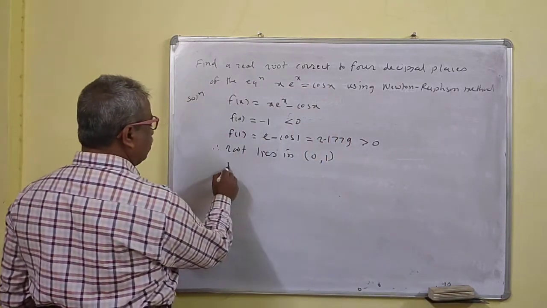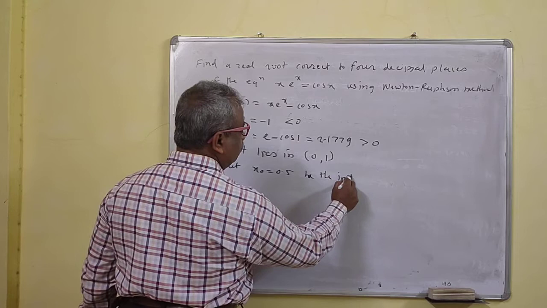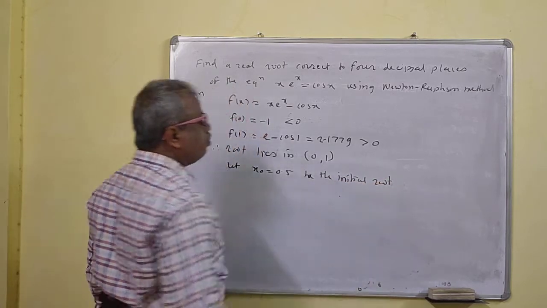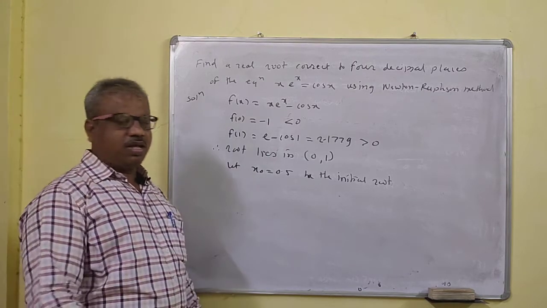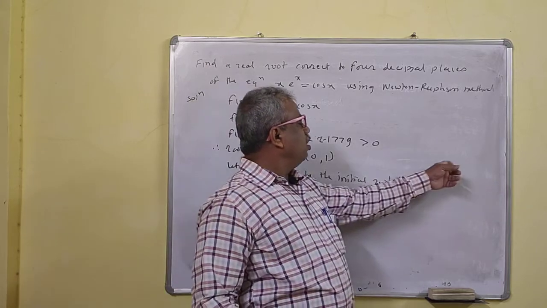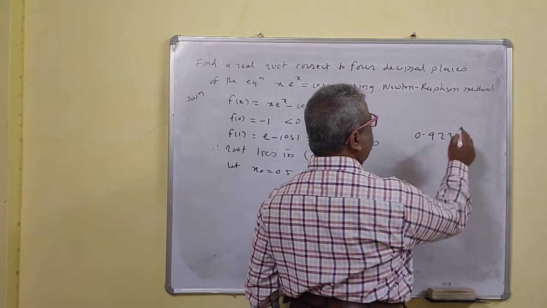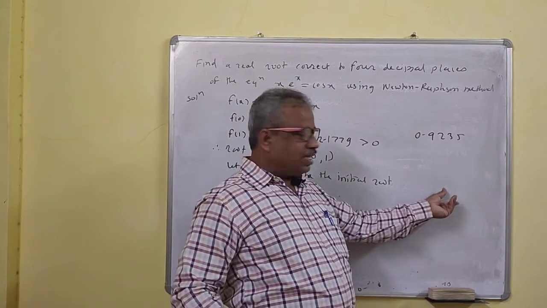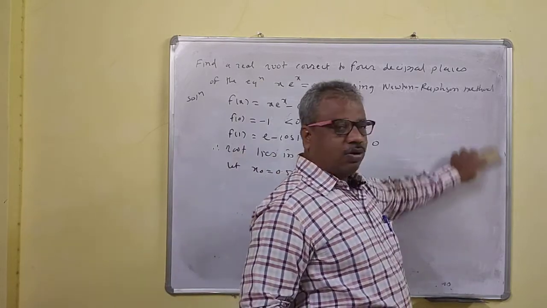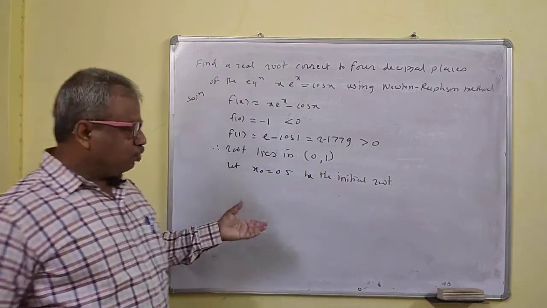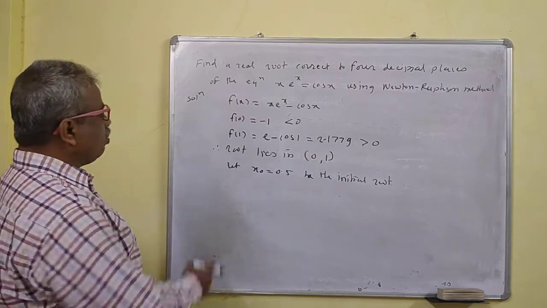So let x naught is equal to 0.5 be the initial root. You can start from any point, but you have to do a number of iterations. If you start from 0.9, and your desired root is 0.9235, then easily, with fewer iterations, you will reach there. But we don't have the guarantee of this one, so which one is your root? Here we get only the position of where your root lies. Okay, so now you got x naught.